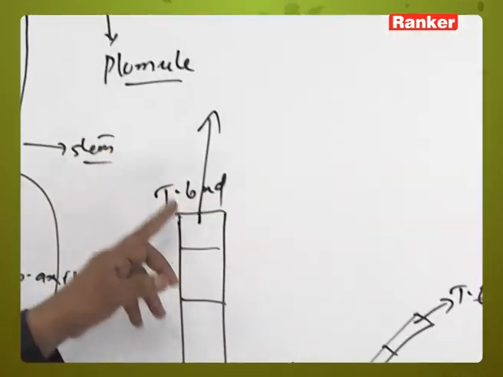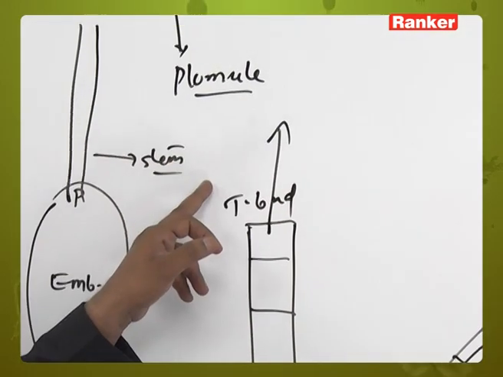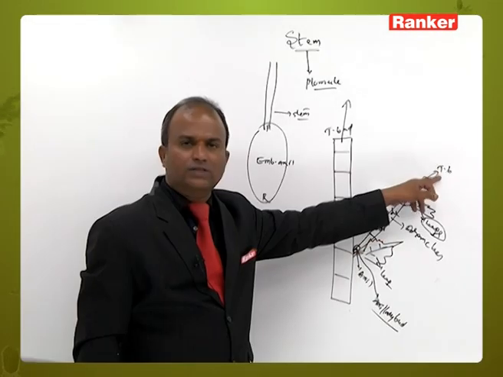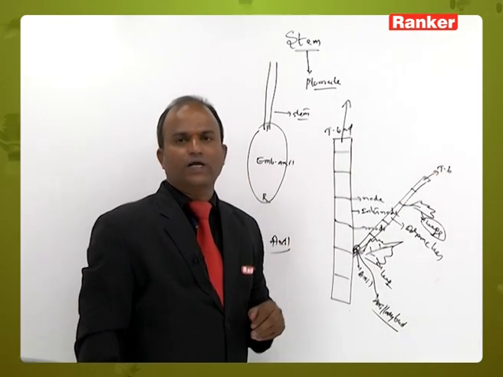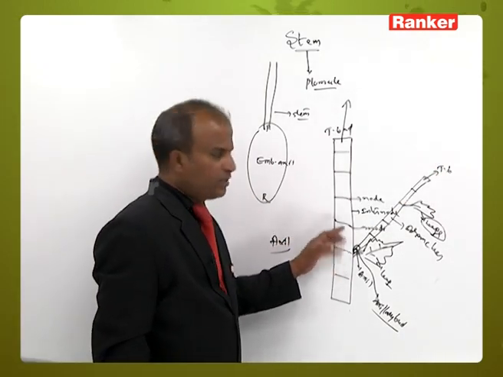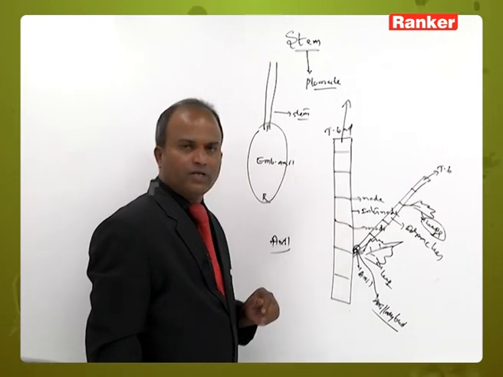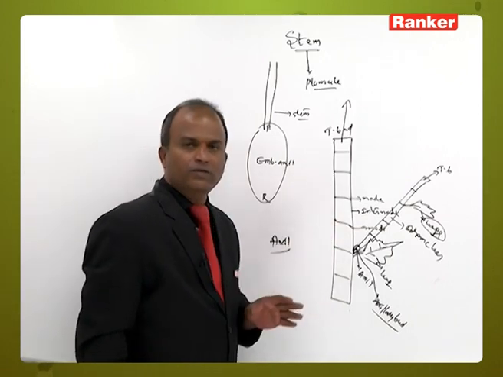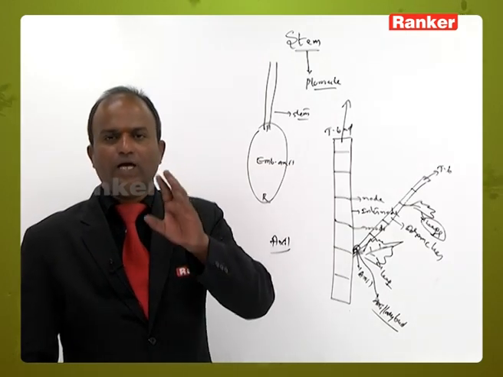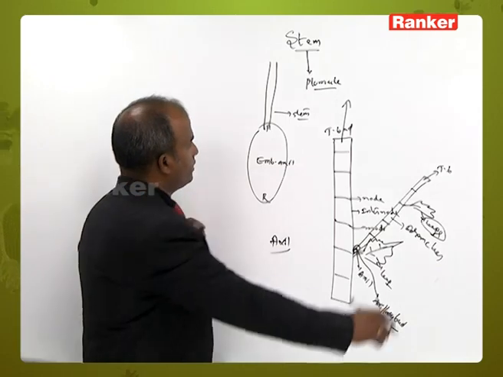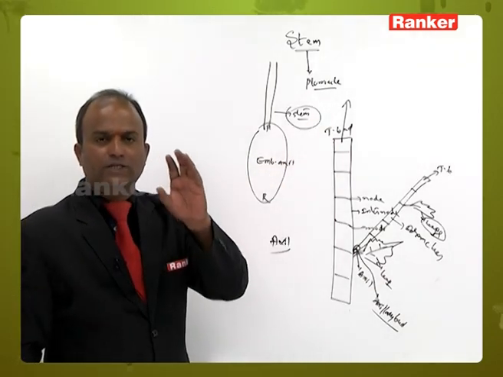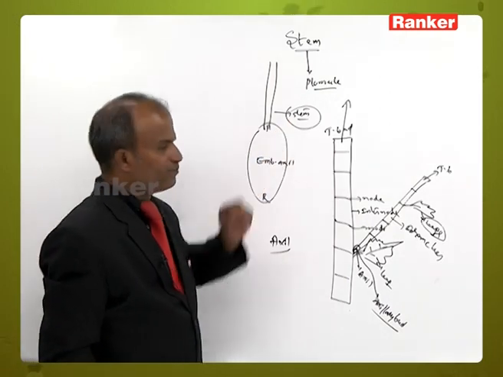Due to which the growth of the stem is done by means of the terminal bud, and the lateral growth of the branch is also done by means of the terminal bud. And in this, the shoot apical meristem, what is the main axis in the shoot system? The main axis in the shoot system is nothing but the stem.